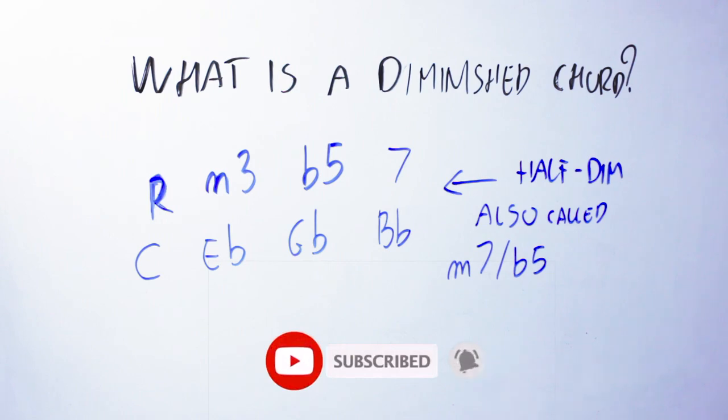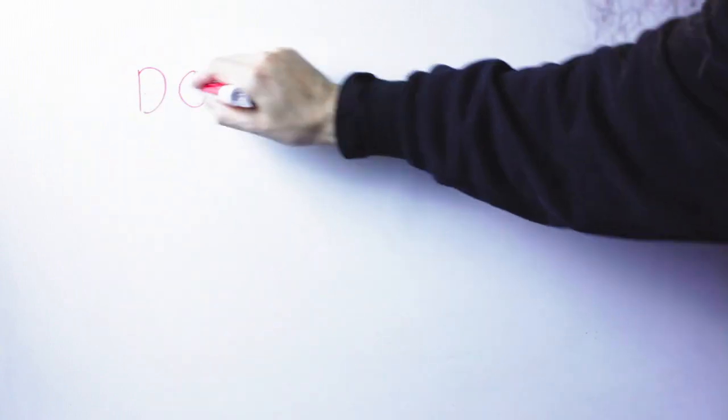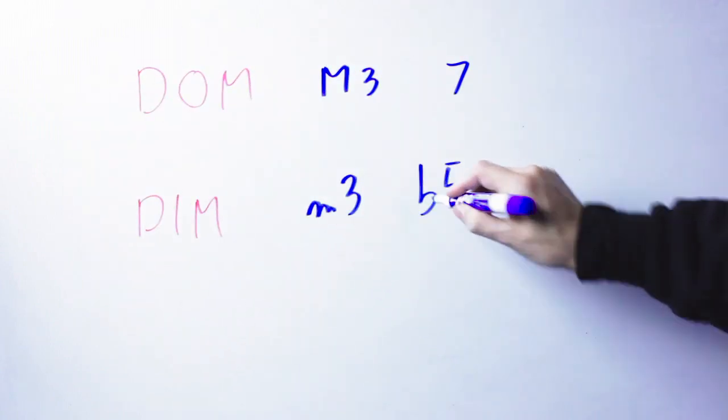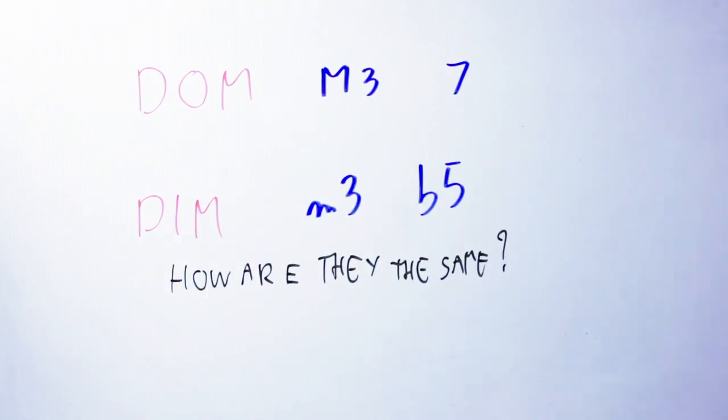Now, of course, you can look at this and say, Tommaso, you just told me that diminished chords are dominant chords, but those chords are completely different. There is very little in common, okay? Practically only the root is in common and nothing else is. So how are those chords the same?